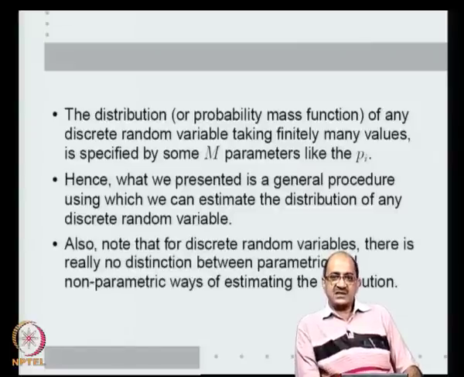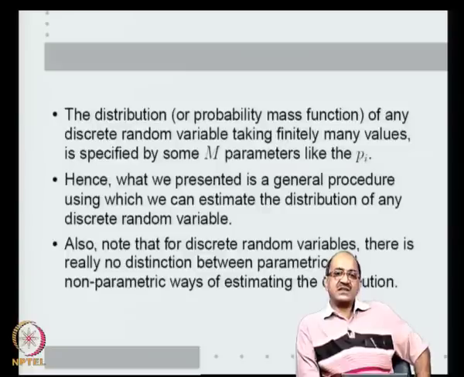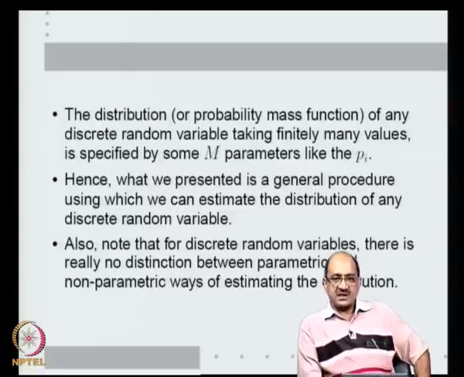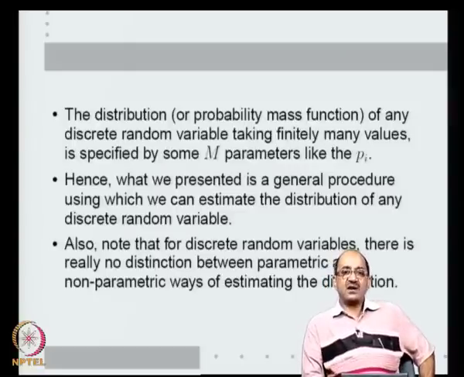Also, when we consider discrete random variables, there is really no distinction between parametric and non-parametric ways of estimating, because for a discrete random variable taking finitely many values, the most general distribution is still specified by m numbers. So, when I say I am estimating the m numbers, I am not constraining the random variable's distribution in any way. In the continuous case, when I assume the density to be normal or exponential, it is a restrictive assumption. The real data may or may not satisfy the assumption of the distribution that I have assumed.